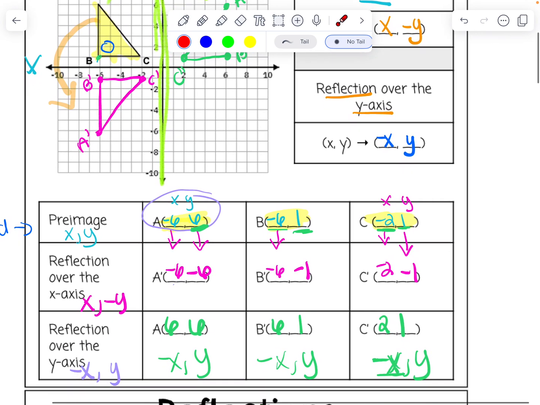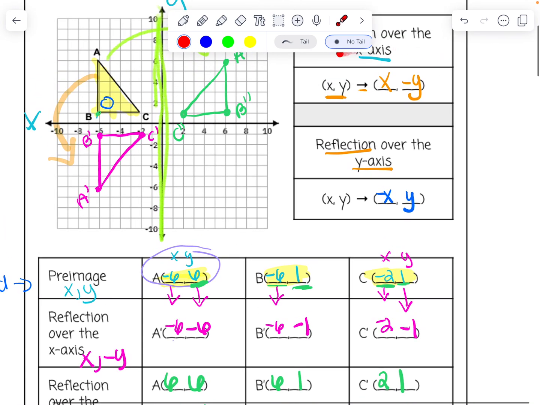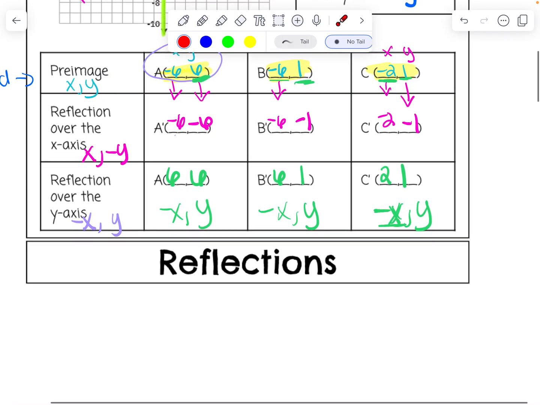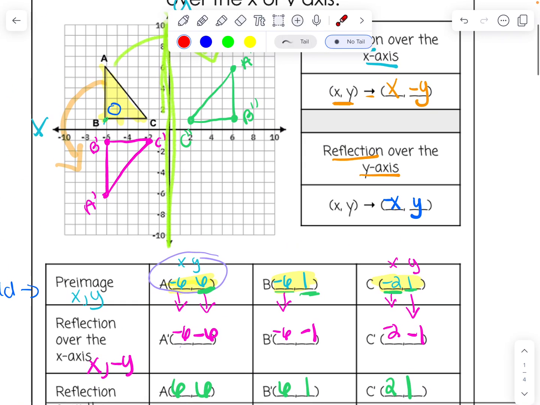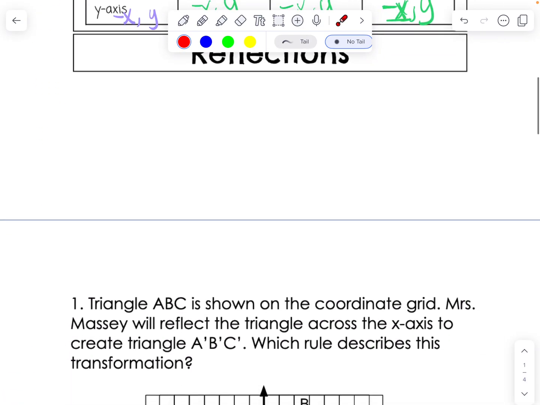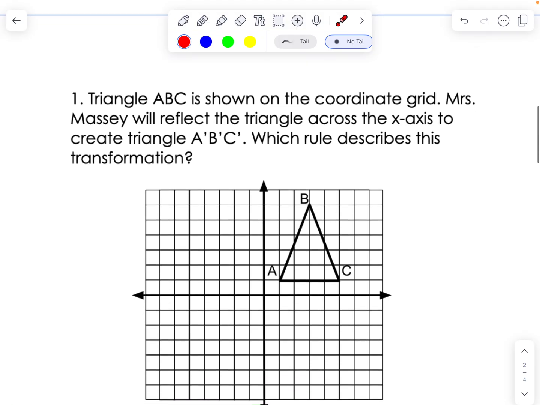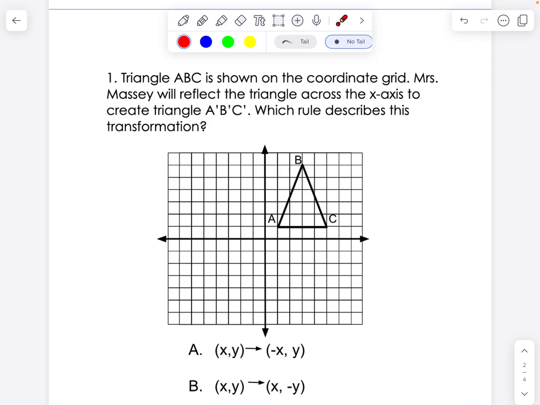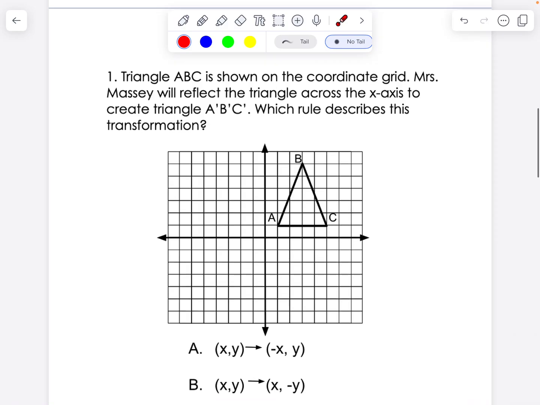Okay, so those are your rules. Reflecting over the x and reflecting over the y. So down here, I would like for you to write, sorry, you really don't have to rewrite it because it's right here already. Okay, so I'm going to do one example for you. This is example 1 on your practice, and I'm going to go over it with you to help you solve for this. Okay, so here your keyword, it tells you it's going to reflect over the x-axis.